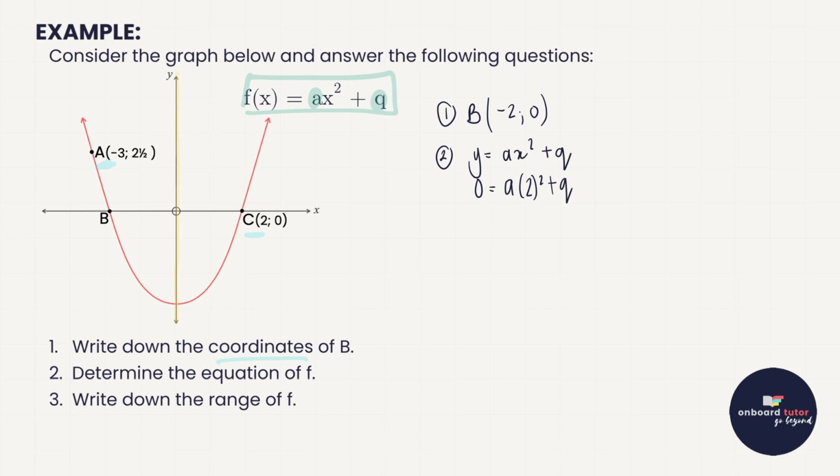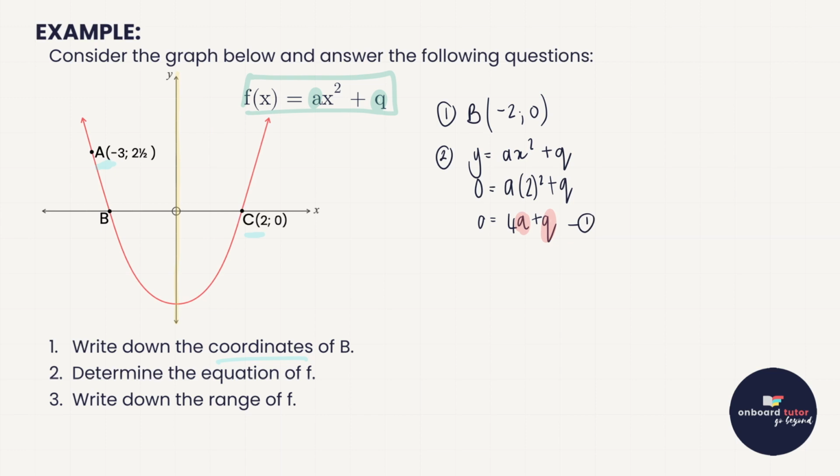Something with a 0 usually solves out quite nicely here. Okay, so what we end up with now is that 0 is equal to 2 times 2, which is 4, so that's 4a plus q. And that's got two unknowns there. Do you see that? We don't know a and we don't know q. We are now going to need to work towards getting another equation.